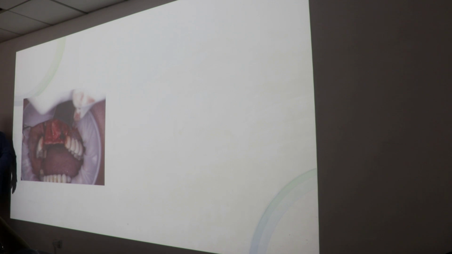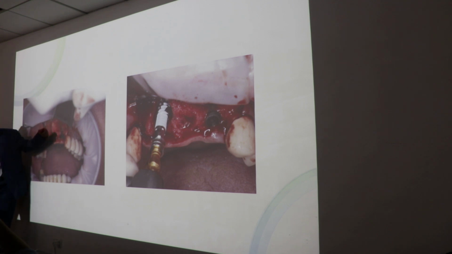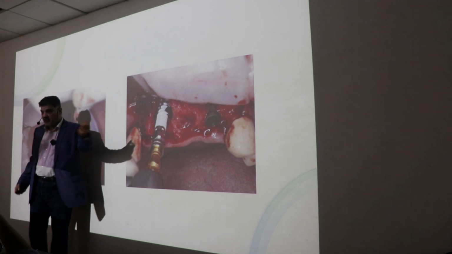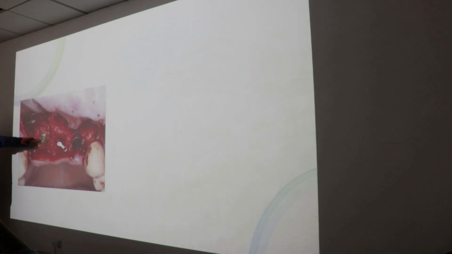So what we did, we placed our implant. I cut this area with the rongeur, crushed the bone, and placed my bone directly over the implant. This is level 1 of the implant.